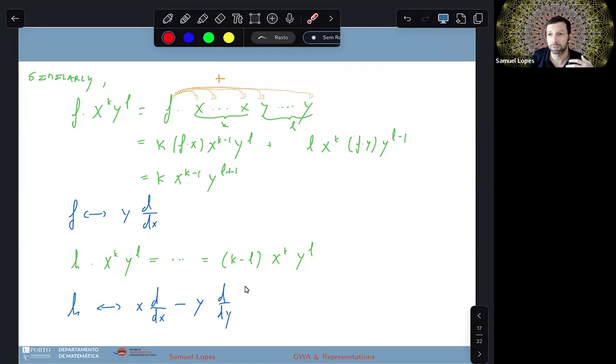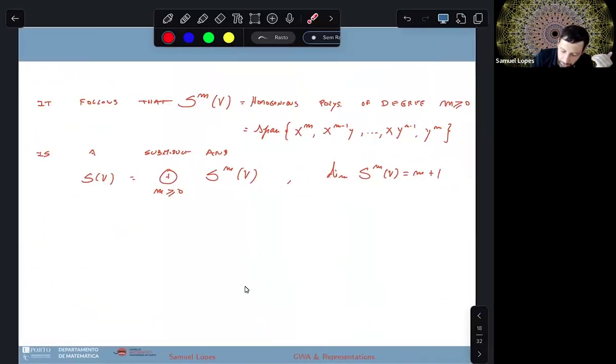Okay, so this will tell me that if I consider all possible homogeneous polynomials of a fixed degree, that will be a subrepresentation. It will be stable under the action of E, F, and H because E, F, and H are not changing the total degree. So what this tells me is that this polynomial algebra here, I can break it up into the homogeneous components, where by homogeneous components, I'm referring to the total degree. So this will be the homogeneous component of polynomials of total degree m.